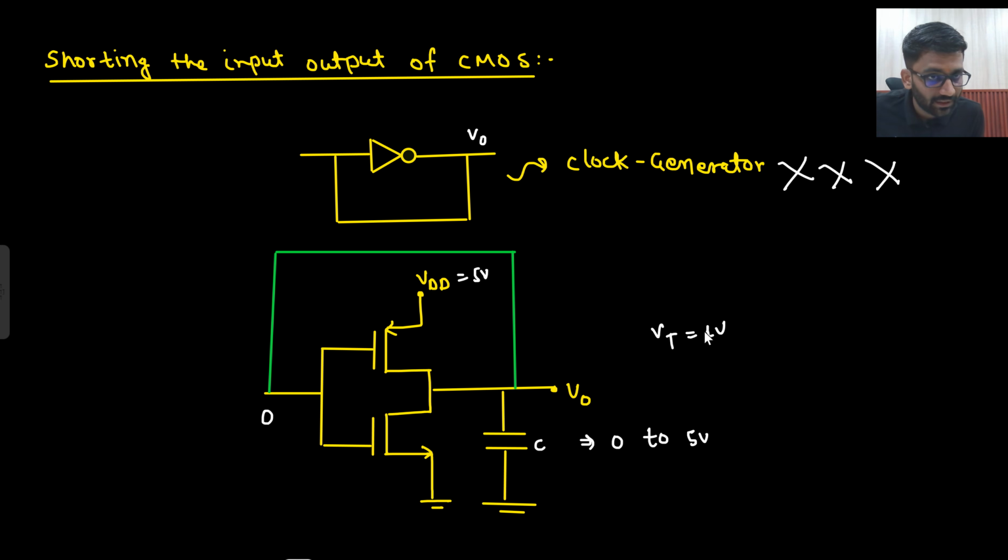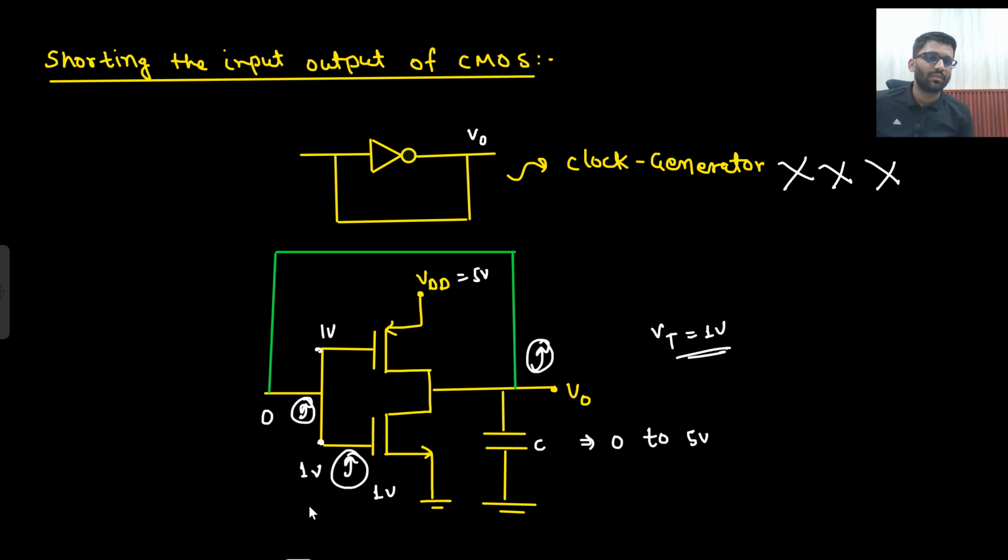Just as it has reached 1 volt, if this potential is going up, that means this potential is also going up. So at 1 volt, when your output is 1 volt, this is also 1 volt and this is also 1 volt. This is on, 5 minus 1, you are having good margin. This is also on, and this also turns on, and this turns on in the saturation region. This is on, and this is already on, and this also turns on.